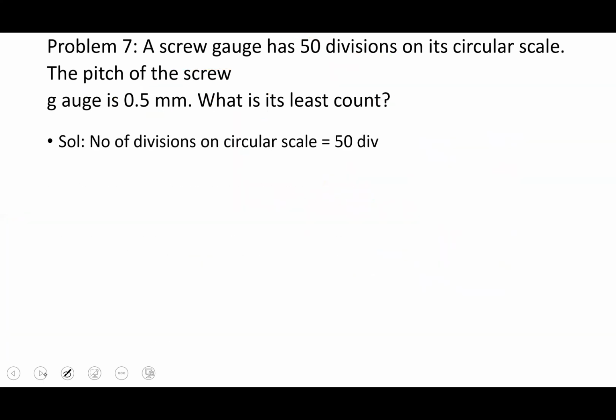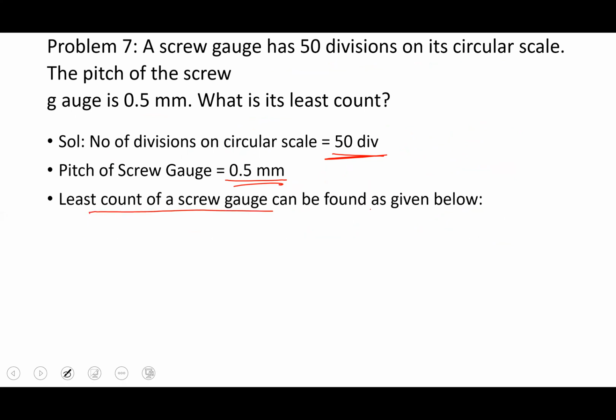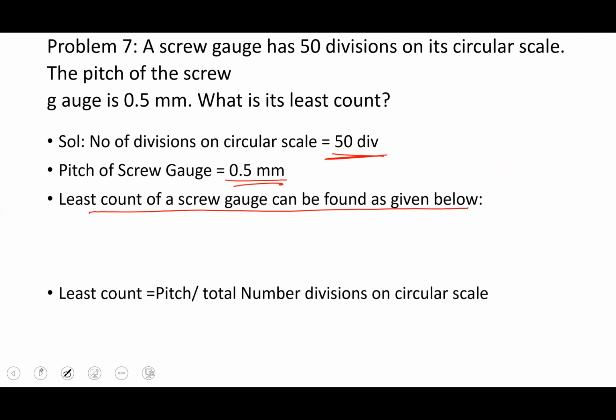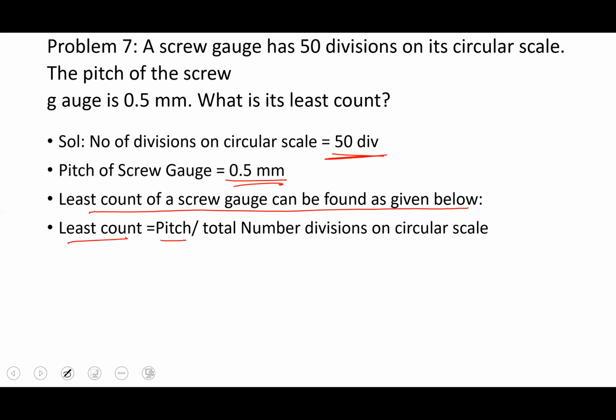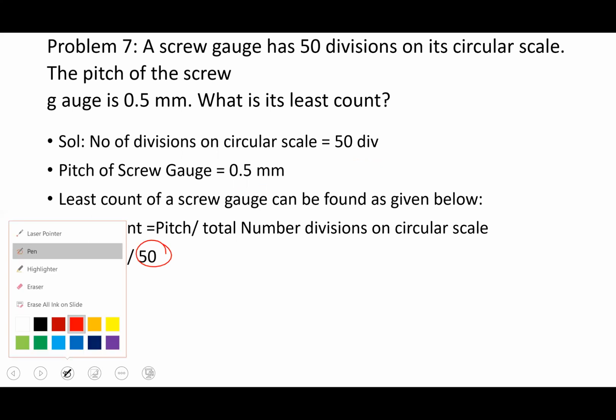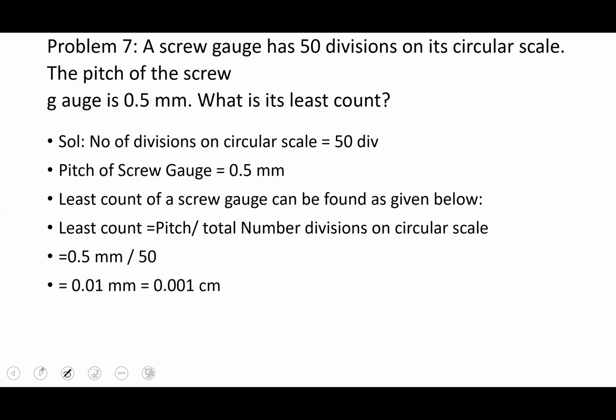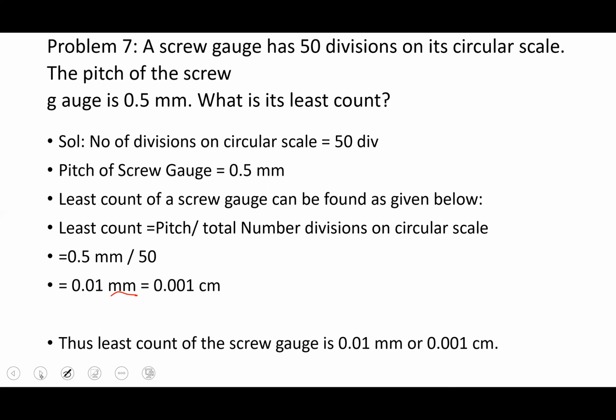So let us calculate. The number of deviations on the circular scale is 50. The pitch of the screw is 0.5 millimeters. So the least count of the screw gauge can be found by the formula below. The least count is equal to the pitch of the screw divided by the total number of deviations on the circular scale. So it is 0.5 millimeters divided by 50. So the answer is 0.01 millimeter or 0.001 centimeters.